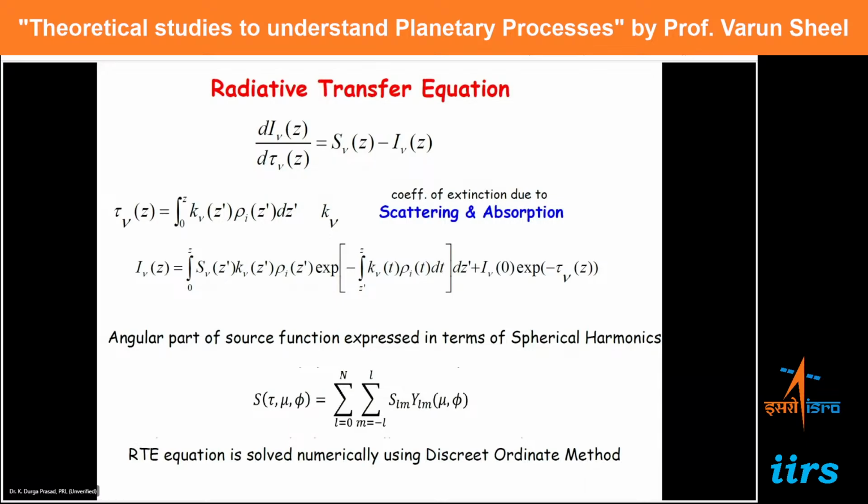So now, we can have a radiative transfer equation, which is defined by this. I'll not go into the details, but there are two things: scattering and absorption both play an important role. And another thing is that you consider a spherical species, so the angle at which the radiation comes is also important. The angular part of the source function is expressed in terms of spherical harmonics, given by this equation. The radiative transfer equation is solved numerically using the discrete ordinate method.